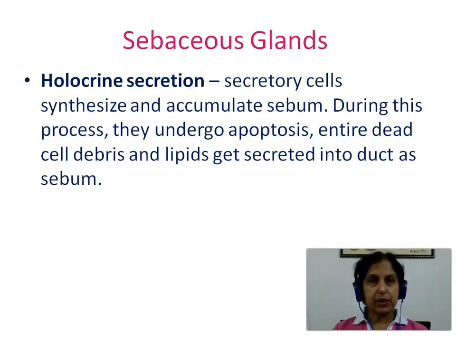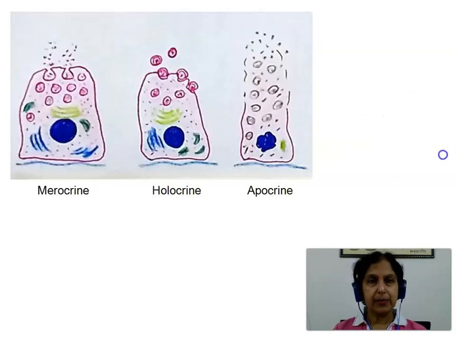Holocrine secretion. The secretory cells synthesize and accumulate sebum. During this process, they undergo apoptosis. Entire dead cell debris and lipids get secreted into the duct as the sebum. This picture here shows us the different types of secretion, and this here is holocrine secretion, where the secretions are let out along with the dead cell debris after programmed cell death, that is apoptosis.